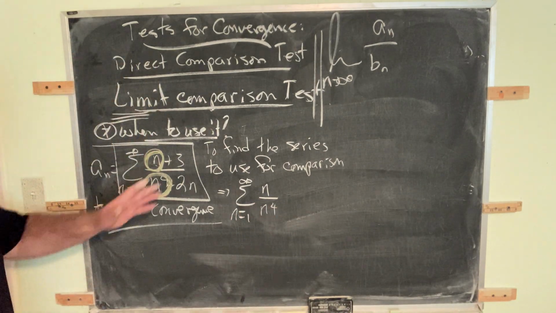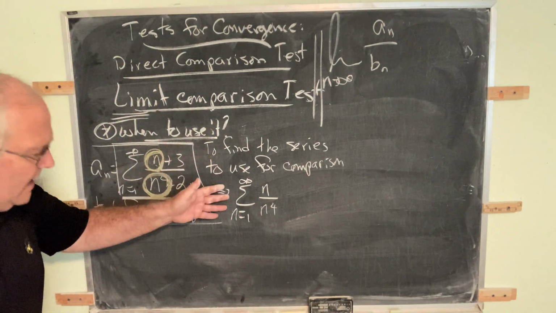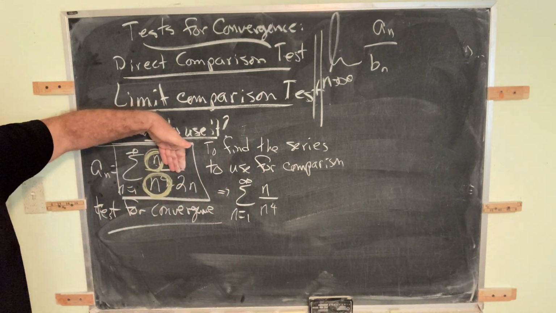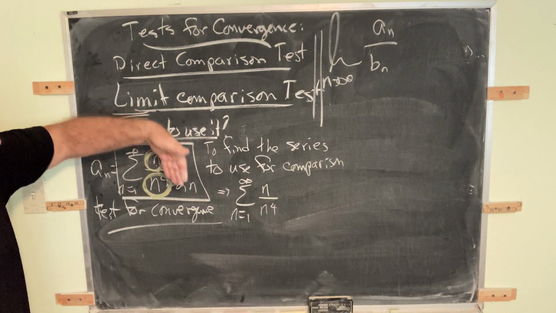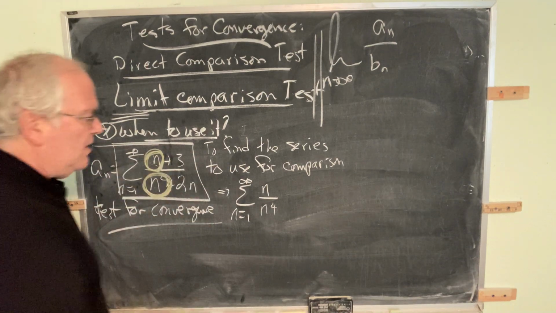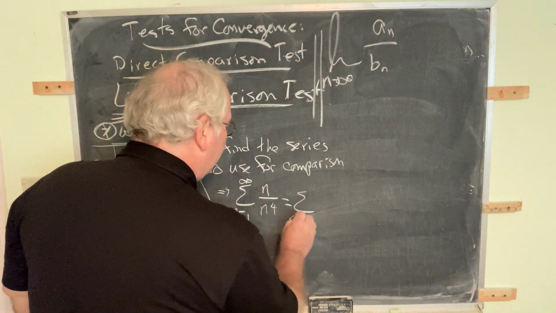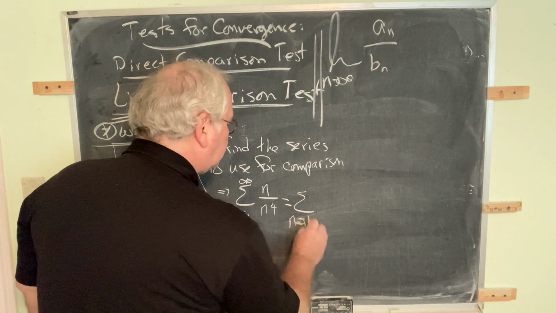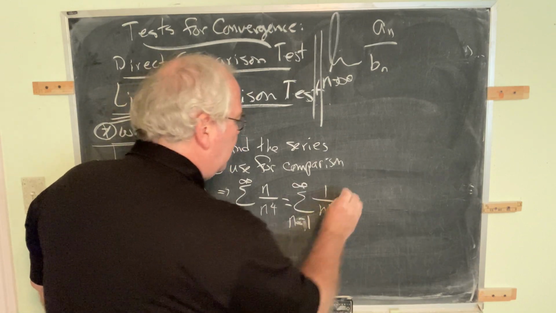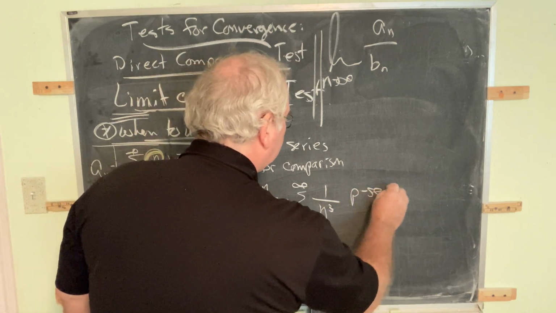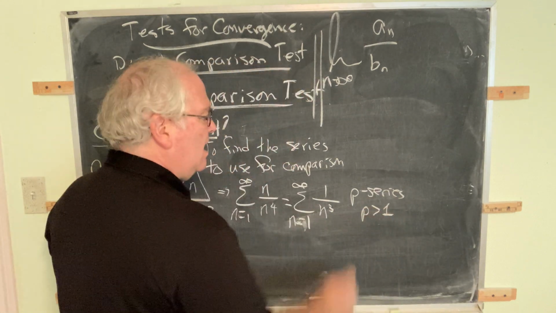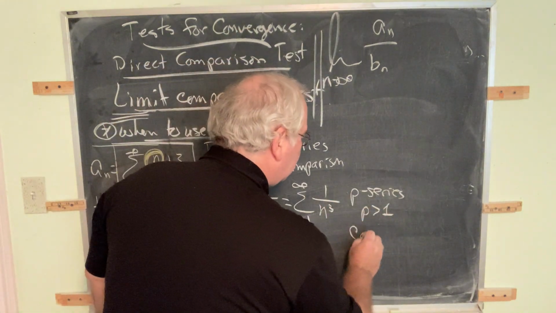As far as finding the series to compare with, you may ignore everything except the dominant term. So n over n to the 4th, and when we simplify that, look what we get. It's 1 over n to the 3rd. This is a p-series with p bigger than 1. A p-series with p bigger than 1 converges.